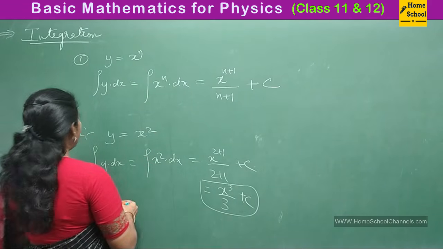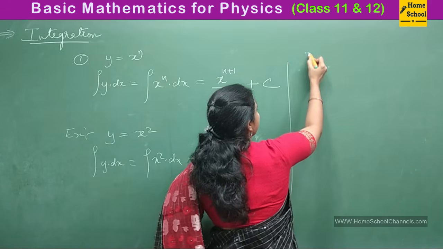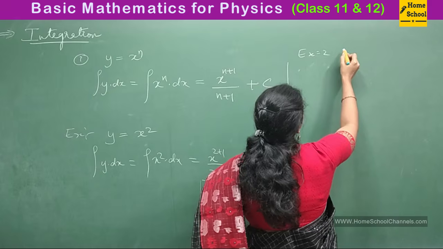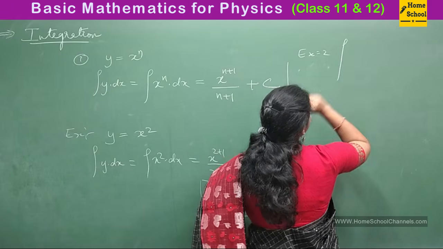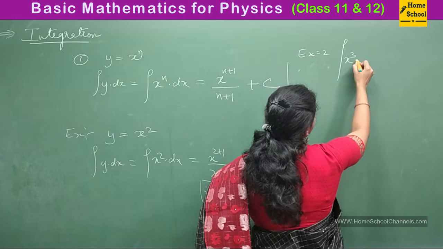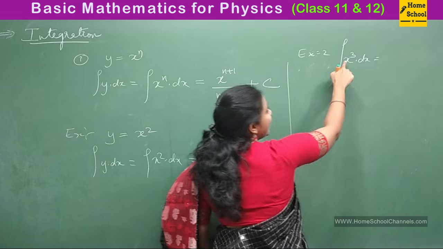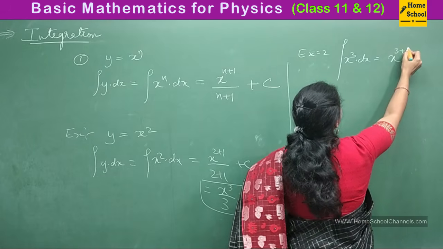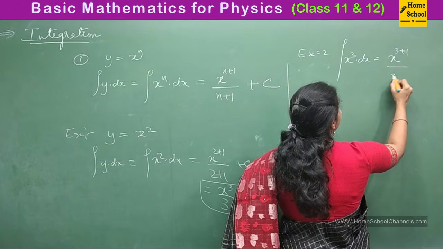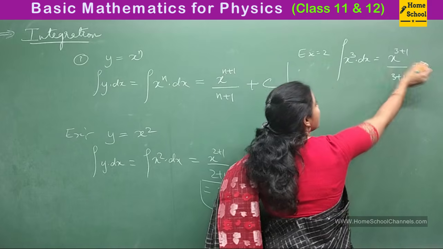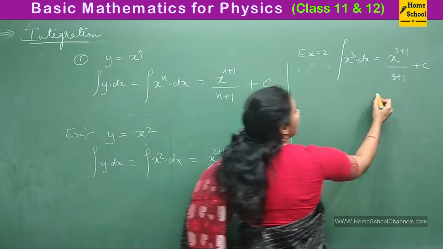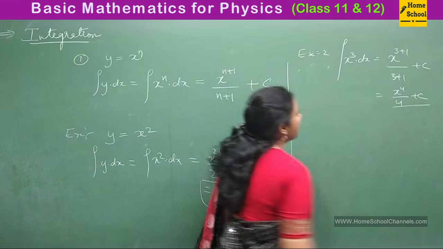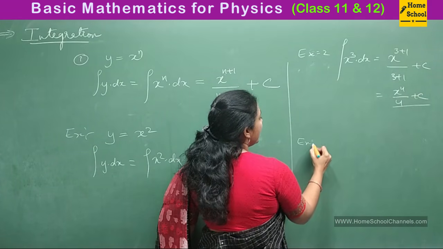Similarly, example number 2. If you want to integrate x cube into dx, how do you do it? You will do x to the power 3 plus 1 divided by 3 plus 1 plus c. Don't forget to put c because it is an indefinite integration. So your answer is x to the power 4 divided by 4 plus c.